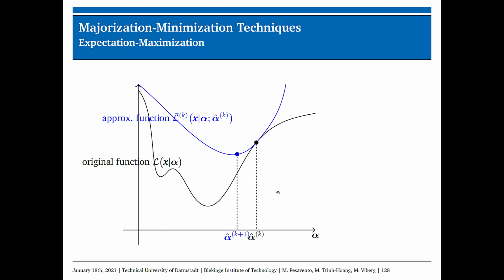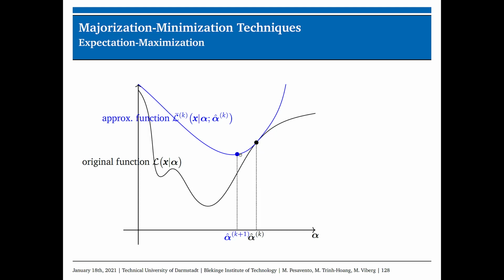Given a multimodal objective function, such as the likelihood function L of x that depends on the parameter vector alpha, and that we want to minimize with respect to alpha. Instead of directly minimizing the function, which is difficult, we minimize the sequence of approximate problems. These approximate problems are obtained by local upper bound approximation. At iteration k of the successive approximation procedure, we approximate the original function L of x given alpha at some given point alpha hat k. And we approximate it by an upper bound function that is denoted by L bar of x and alpha.